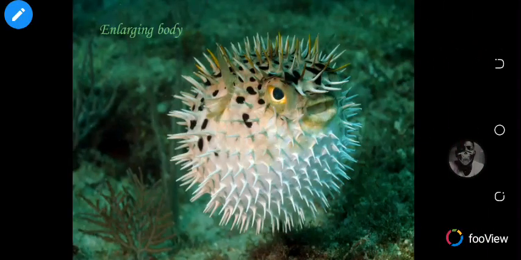Enlarging the body, like the pufferfish. This way of adaptation is to make sure they ward off predators. For example, if the pufferfish is about to be eaten by a predator, it puffs up and all the spikes come out, and then the predator does not want to eat it anymore, so the predator goes away. So that is a way of adapting to its environment to ensure its survival.